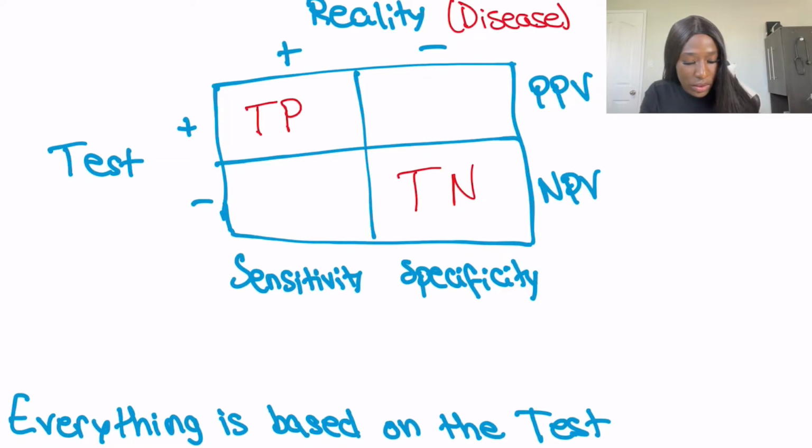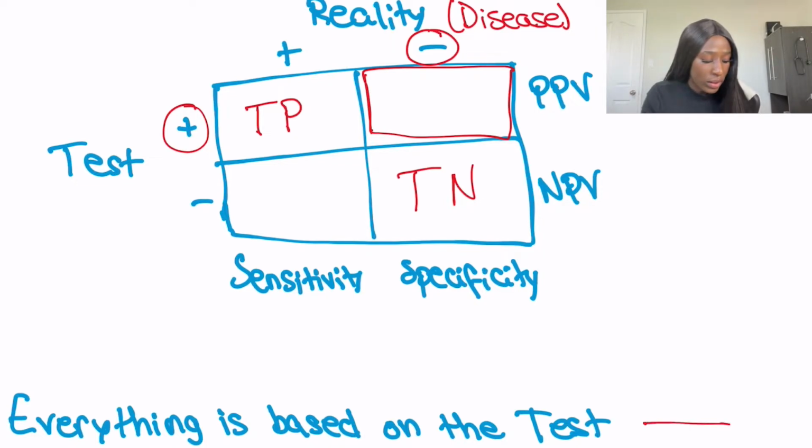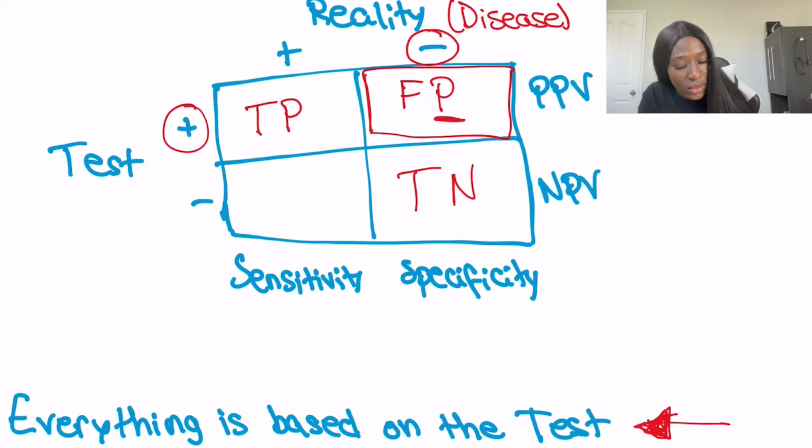So let's do the other sections. How about this section over here, where the person does not have the disease, but the test comes out positive? This is when I want you to remember that everything is based on the test. The patient does not have the disease, but the test is positive? That makes no sense. So this is a false positive. You see how we put positive? Because the test is positive. It's based on the test.